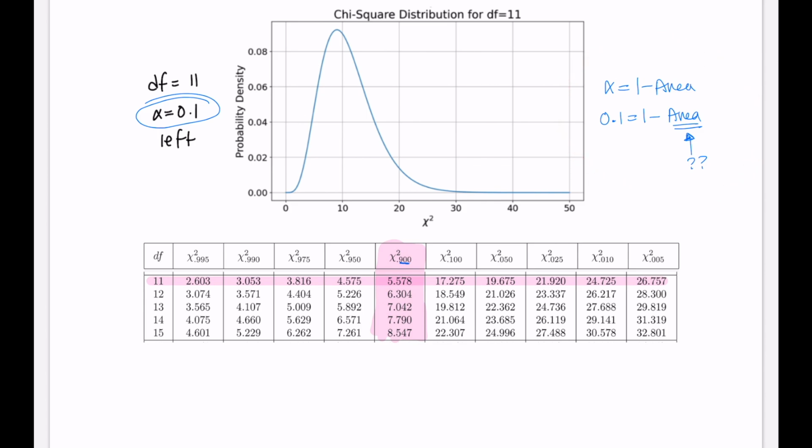So the chi-square value we're actually looking for is 5.578. And that is right here. All right, and again, this is me estimating what this is. Chi-squared equals 5.578. And we know that this chi-square value for 11 degrees of freedom has an area to the left of 0.01 using this table. And this is the value we were looking for here, highlighted in yellow.